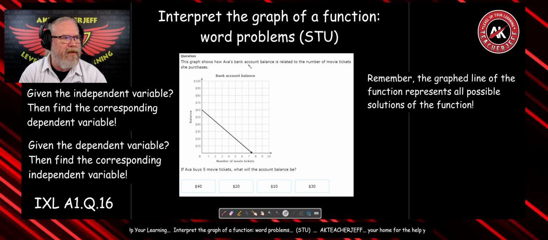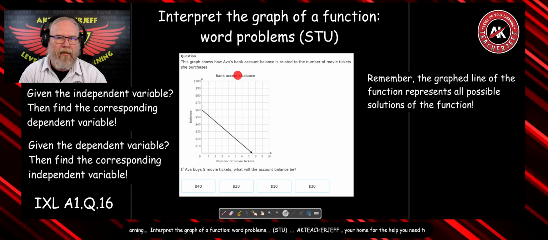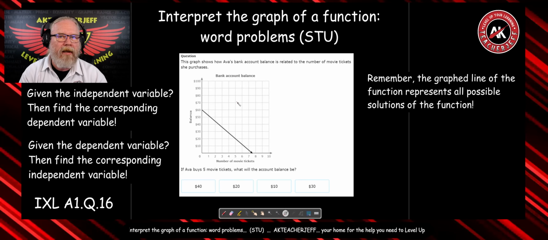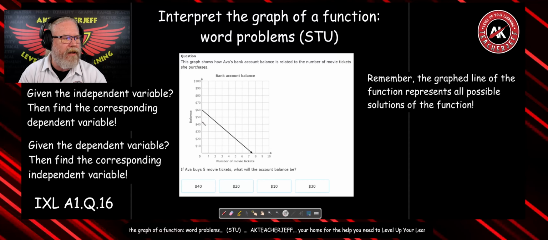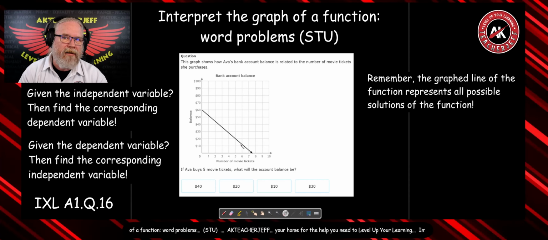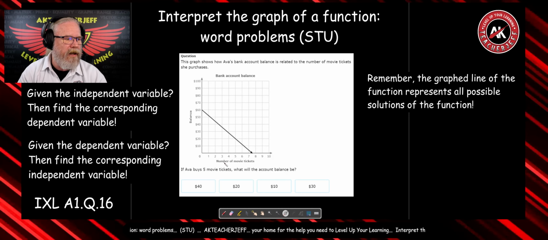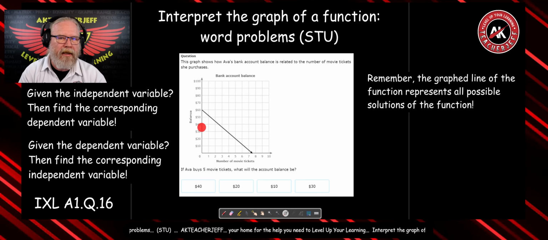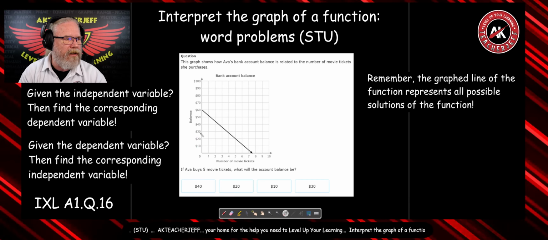The graph shows how Ava's bank account balance is related to the number of movie tickets that she purchases. All graphs should have a title, and indeed we have bank account balance. Our x-axis and y-axis, that is to say the independent variable and the dependent variable, or the inputs and the outputs, should have titles as well. The independent variable, values of x, is the number of movie tickets that she purchases, whereas the dependent variable, or the y values, is the balance in dollars.